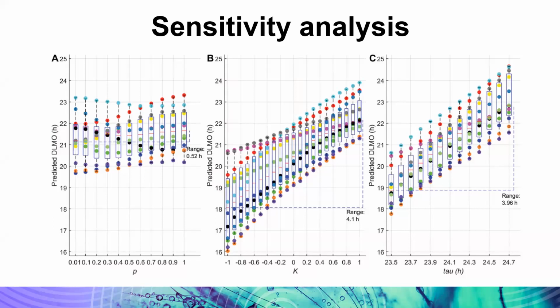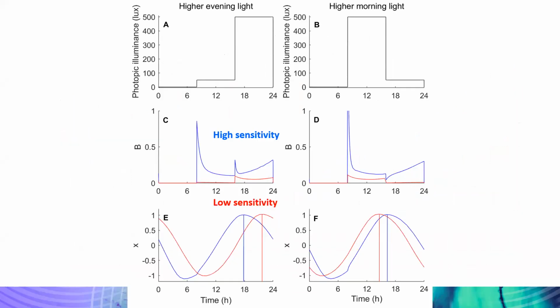And some individuals, as you decrease light sensitivity, become earlier. And you can see that by tracking different colored points. Some of them shift earlier, some of them shift later across the x-axis range. And we were able to understand this by looking at a really simplified case.